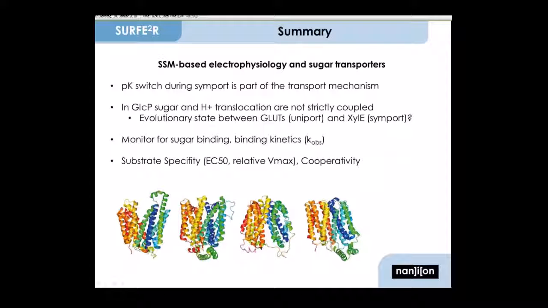Let's summarize our findings. We could show that the proton-coupled sugar transporters have 2 different pKs assigned to the proton binding and the proton release. Since there is only one proton binding site, for each transporter we suggest a pK switch as a central mechanism for the import activity. We found that GLCP represents a loosely coupled transporter. It could be viewed as an evolutionary state between the strictly coupled symporters like XylE and the human glucose transporters of the GLUT family, which lack the proton binding site and facilitate only sugar uniport.